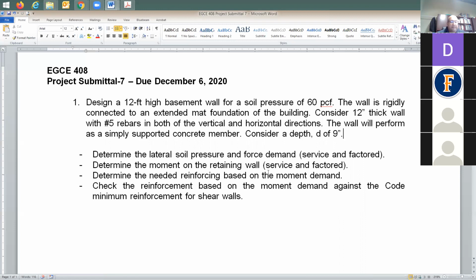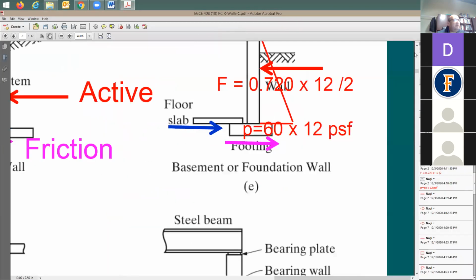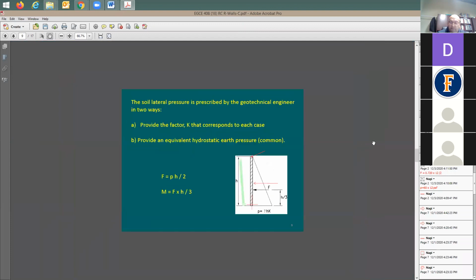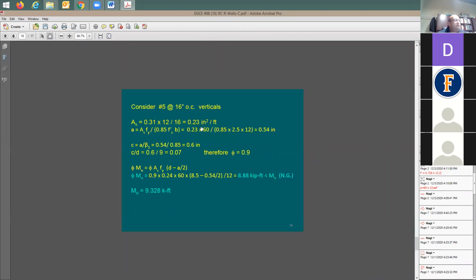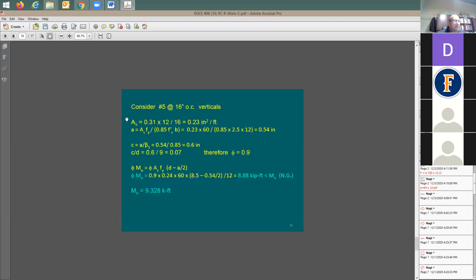Determine the needed reinforcing. Now, how would you do the needed reinforcing? Once you have the moment, and of course it's going to be the factored one, not the service, you're going to use it to find out the reinforcing. Do I have a good example on this? I'm going to say yes, of course, absolutely. We have a very good example on this. It's right here. Let's give you the example. Once you get the moment, you just continue with the same wall thickness, same depth that I ask you to use. You can just follow all of the steps here.